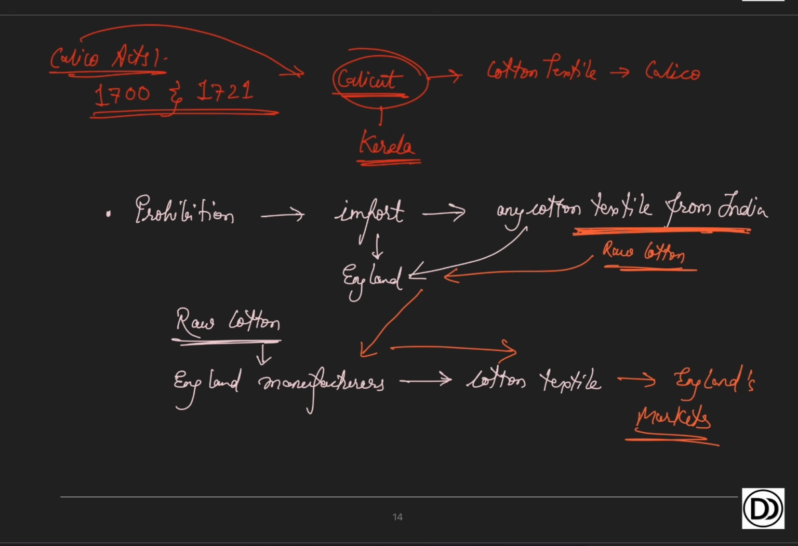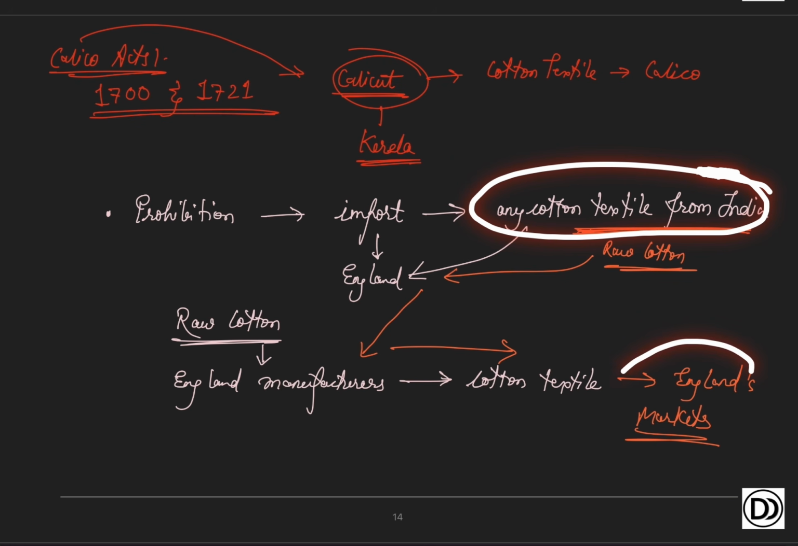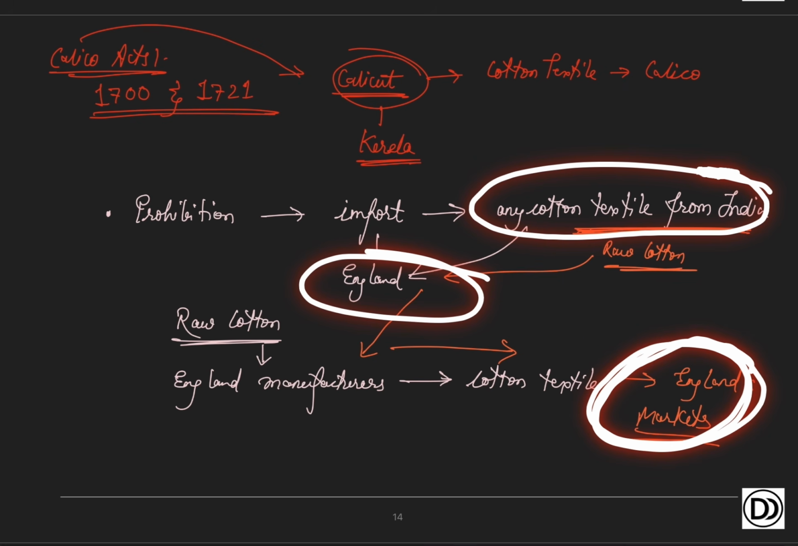So what will happen here? The Indian manufacturers who were making textile and exporting it to England and were able to sell it there were left with no option. As we have seen, the raw cotton is first turned into thread and then into textile, and these manufacturers were exporting the textile to England. Now this work of turning the raw cotton into textile was taken over by the English textile manufacturers. So England's markets were now dominated by English manufacturers.